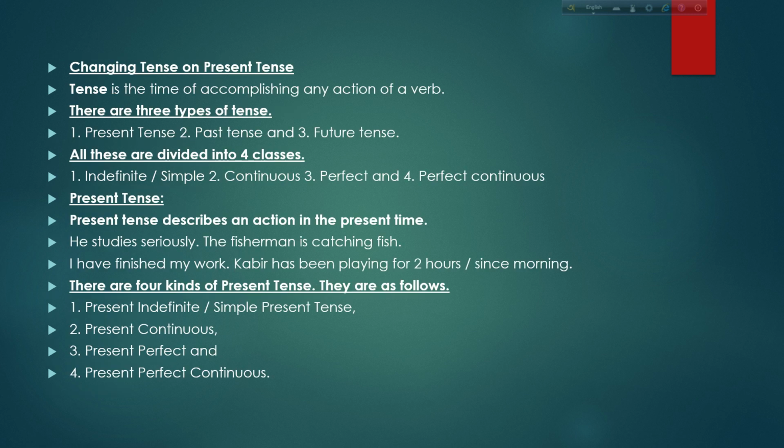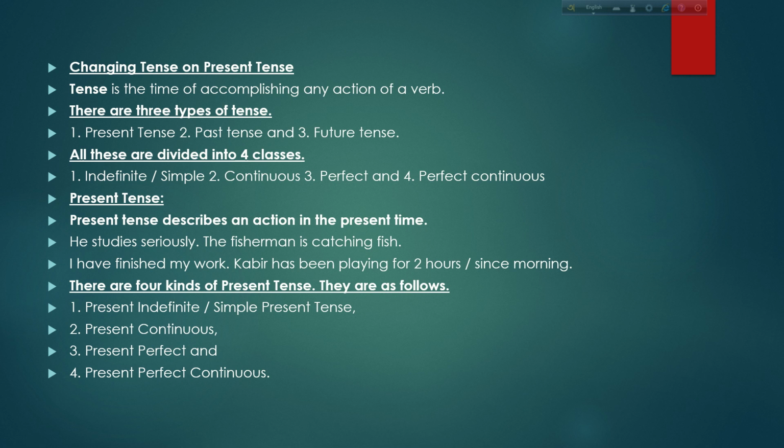Now the tense, mainly present tense. Tense is the time of accomplishing any action of a verb. There are 3 types of tense: present tense, past tense and future tense. All these are divided into 4 classes, that is indefinite or simple, continuous, perfect and perfect continuous.